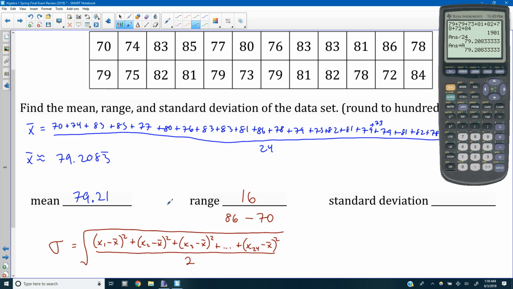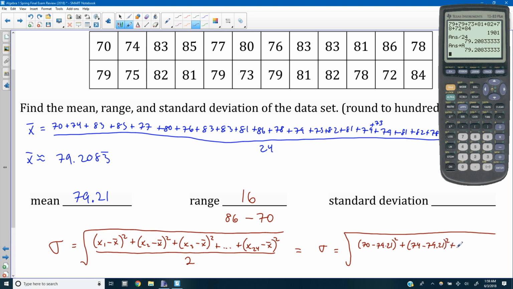Now, I'm going to do most of it in the calculator, okay? But just so you get the understanding in this case here, standard deviation will be, I should have written the actual numbers with that. Okay, so I'm going to do 70 minus 79.21. Now I'm going to use the exact number. I'm not going to use the rounded one. Squared plus 74 minus 79.21 squared.